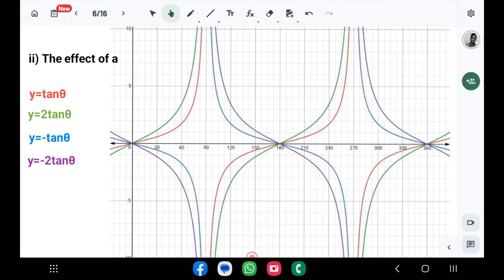Now what happens when your a is multiplied by 2, for example, and you've got 2 tan theta? That's what the green graph gets you. So now let's compare the red graph y equals tan theta and the green graph y equals 2 times tan theta. Here all that happens is that your milestones are reached twice as fast. For example, where you were supposed to have your y equals 1 at 45 degrees, it will be at 2.